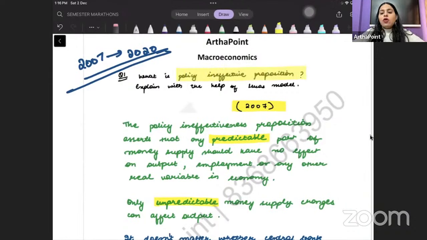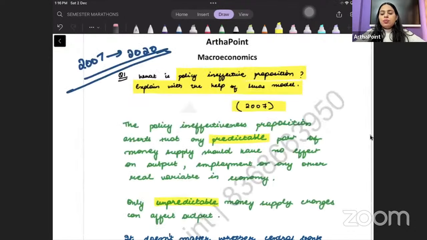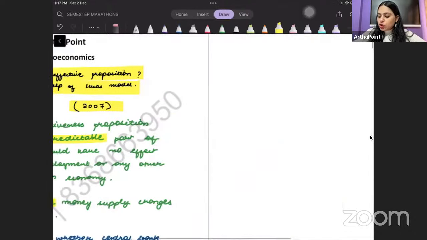Explain with the help of Lucas model. So what should be the answer in this case? What should you be writing? Now, if the question is about policy ineffectiveness proposition, you have to go ahead and you should be mentioning about what is the Lucas model all about.